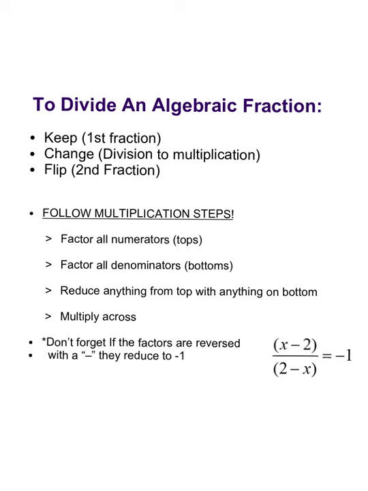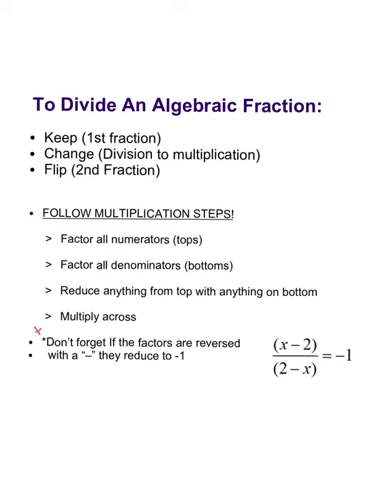change, flip. We're going to keep the first fraction the way it is. We're going to change the division sign to a multiplication sign, and we're going to flip the second fraction. Then we're going to follow the multiplication steps, which we did the other day, which means factor all the tops, factor all the bottoms, and then reduce anything from the top with anything on the bottom. When we're done reducing, we multiply across.